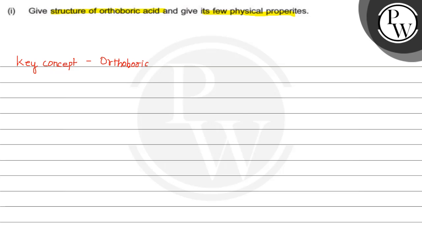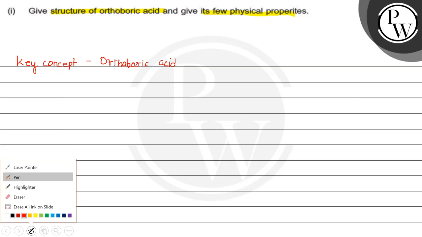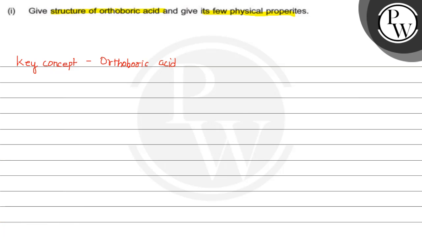Orthoboric acid. So orthoboric acid is also known as boric acid, and the chemical formula of orthoboric acid is BH3O3, also known as boric acid.